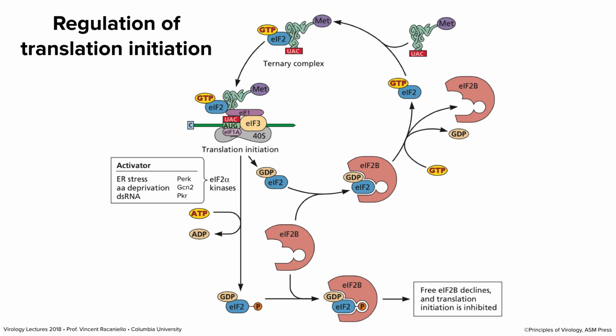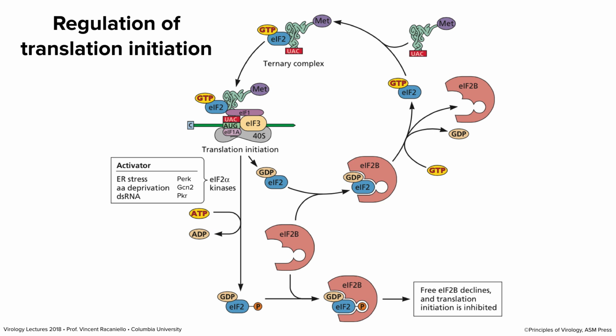The recycling is done by a protein called EIF2B. This binds GDP and EIF2, and it exchanges the GDP for a molecule of GTP. So it's a guanine exchange factor. There are lots of these in cells. So now you have EIF2 with GTP, and then that will bind another MET tRNA, and that can then participate in another round of initiation. So this is essential for initiation, having GTP bound to EIF2.